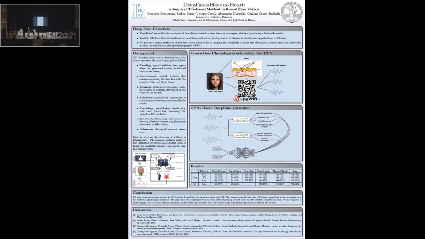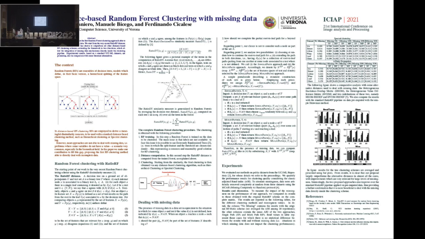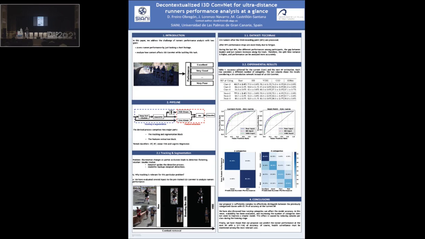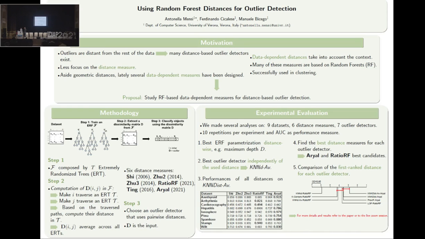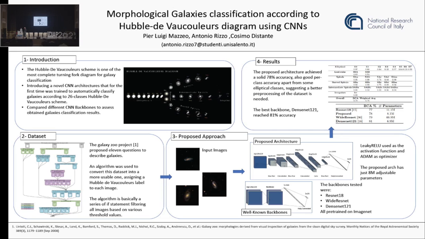Thank you. Next poster, distance-based random forest clustering with missing data. Okay, next one. Decontextualized I3D ConvNet for ultra-distance runners performance analysis at a glance. Okay, next one. Using random forest distances for outlier detection. Morphological galaxies classification according to the Hubble diagram using CNNs. 2 minutes.